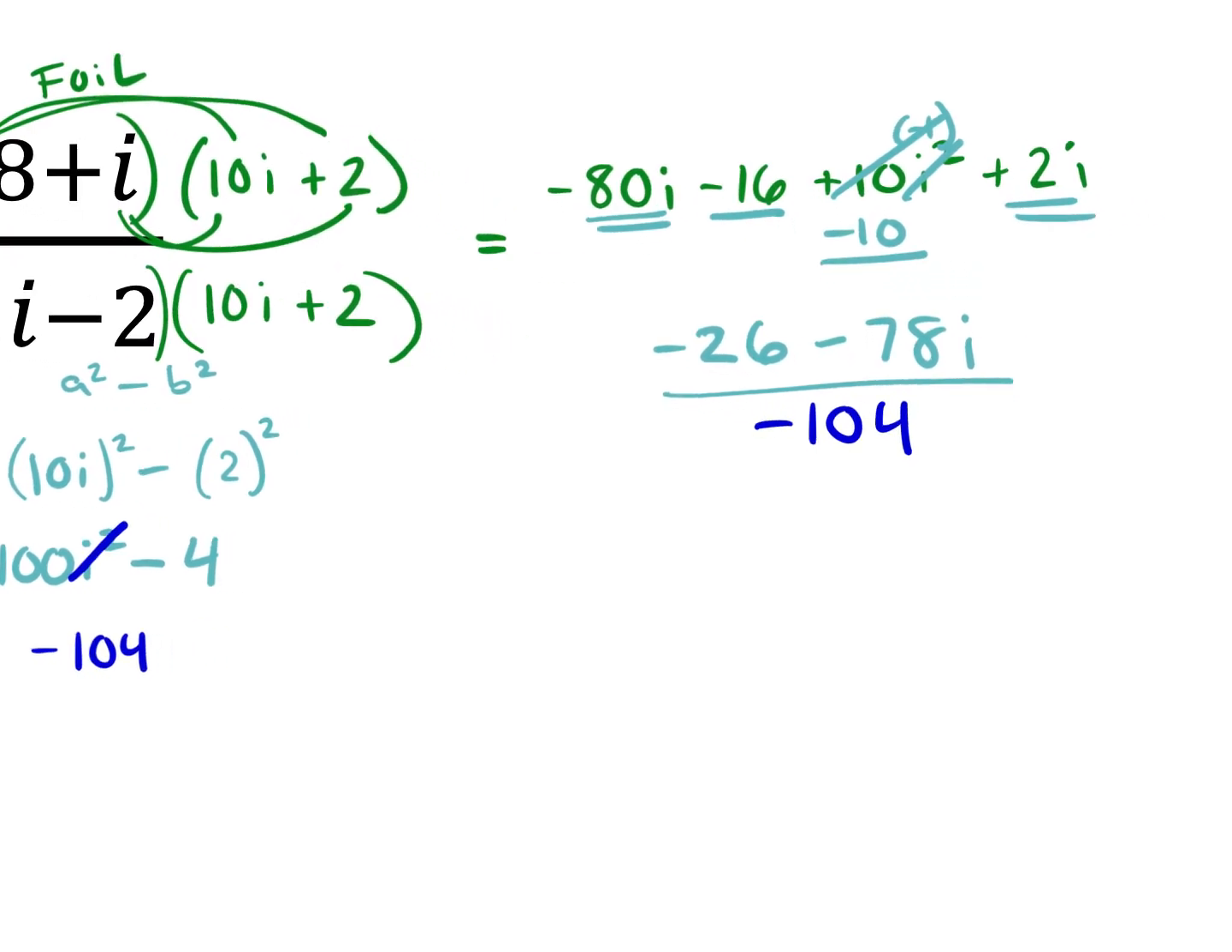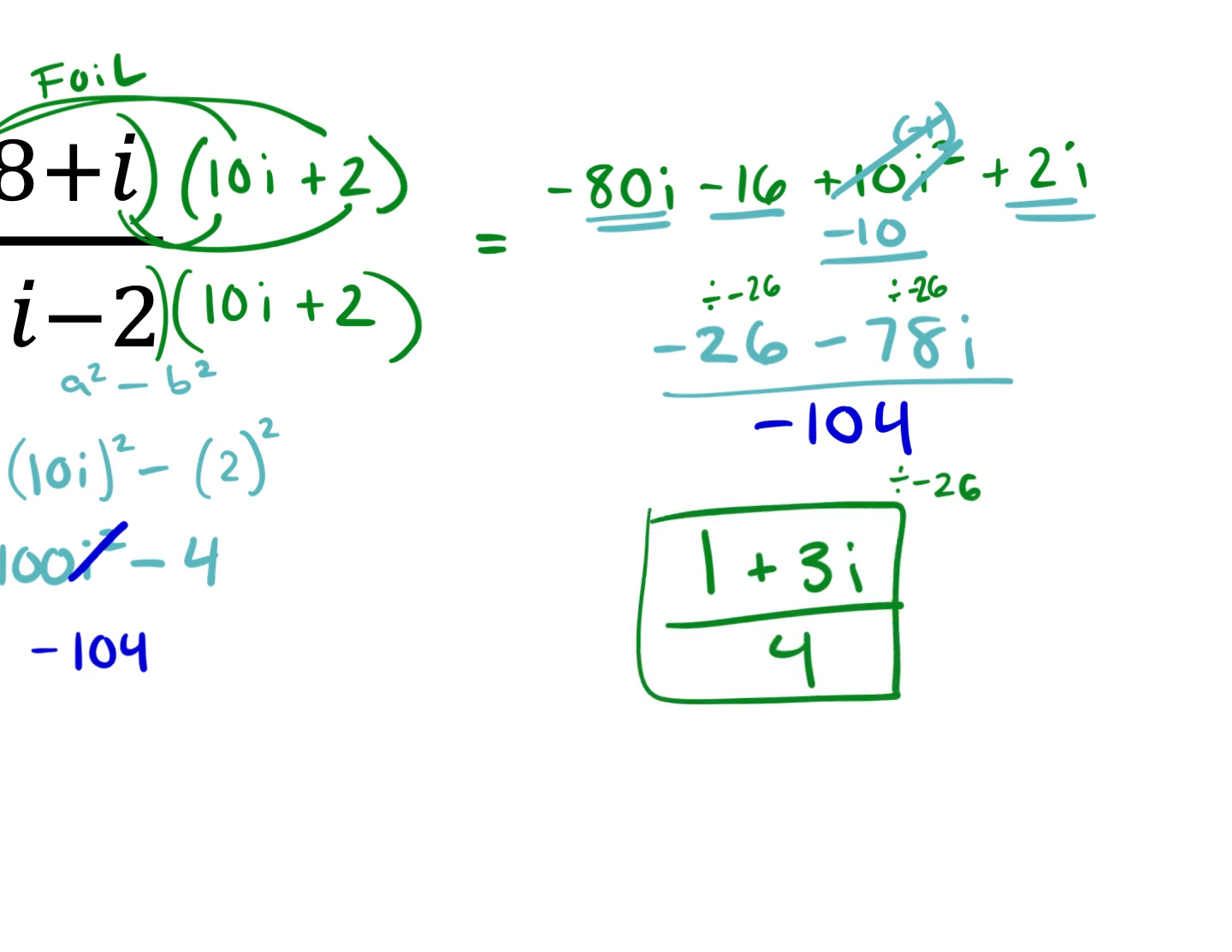Now looking at our answer here, can we simplify? What goes into -26, -78, and -104? Yeah, -26 works. So we can divide them all by -26. Perfect. Divide by -26, divide by -26, and divide by -26. So we get 1 plus 3i over 4. So that would be our answer.